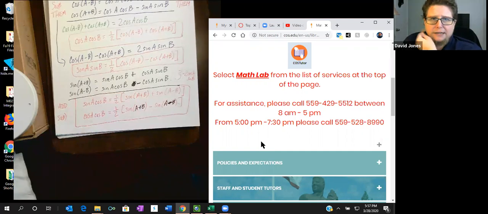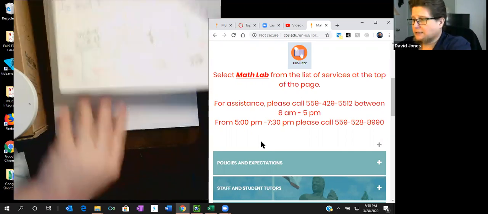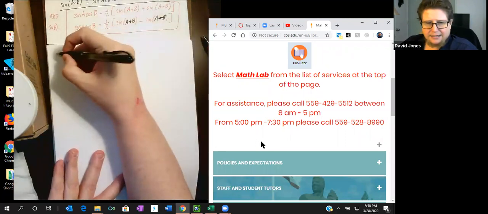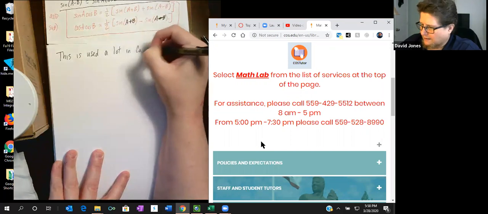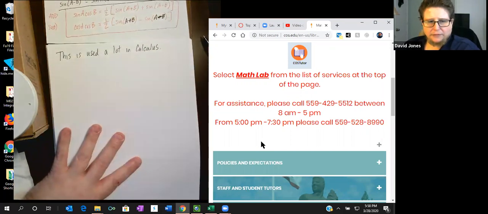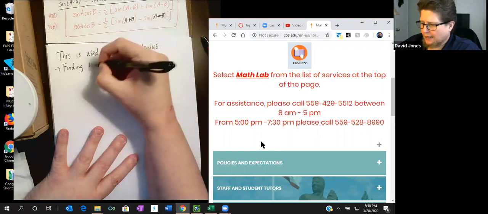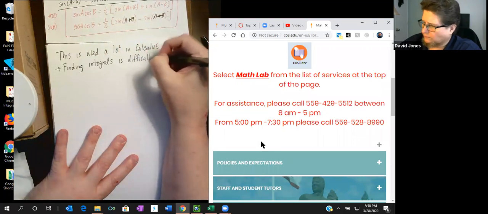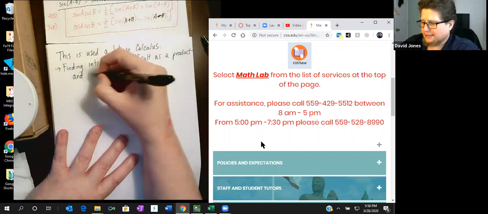It's important you do the homework on this. It's important you have practice using them. I'll show you why. In fact, let's just show you why right now. Where does this come up in calculus? This is used a lot in calculus. And where it pops in, finding integrals is difficult when they are products, and much easier as a sum.